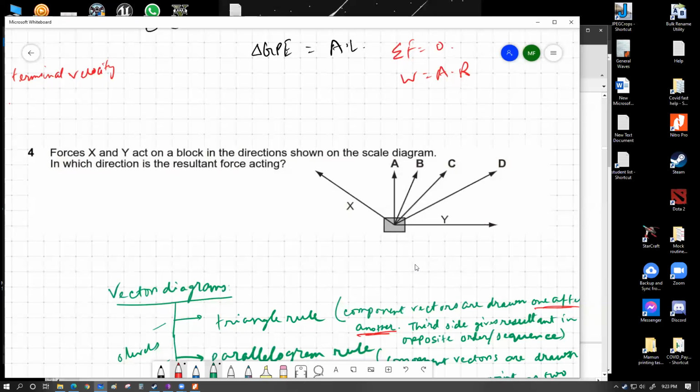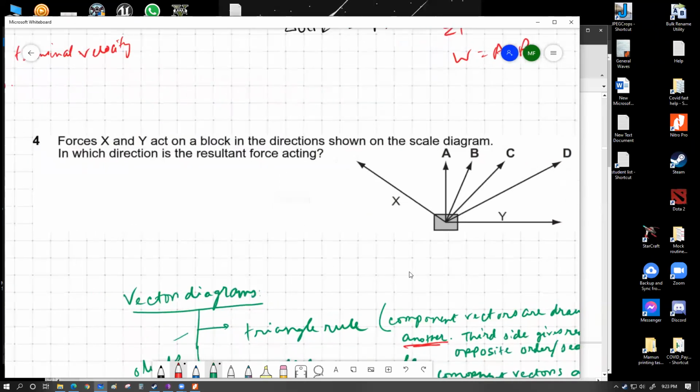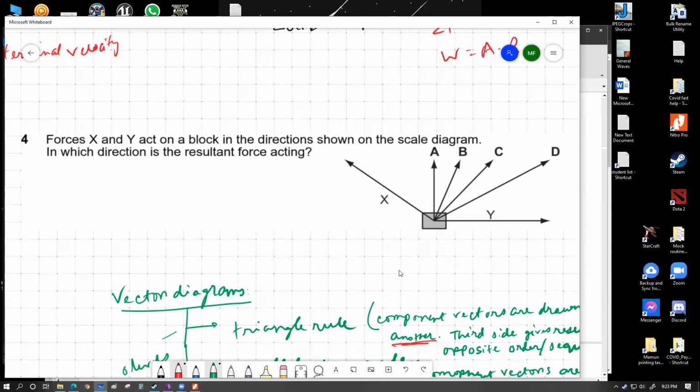You can use your ruler on the screen to judge this question because you don't have a paper copy of it. Which one do you think is the correct response for this resultant?